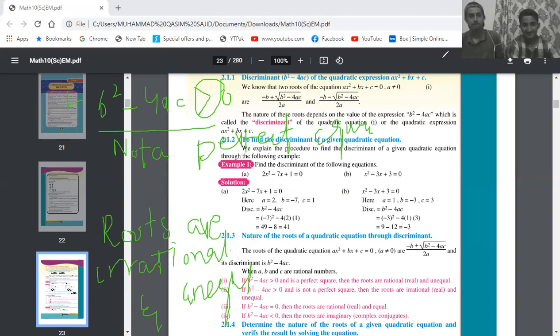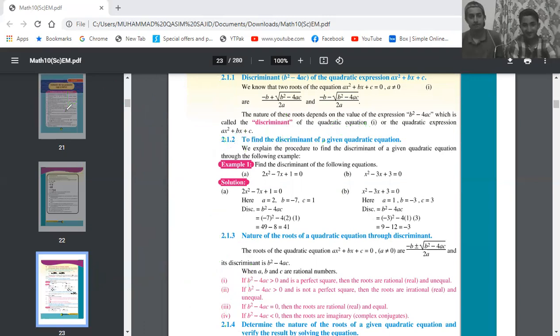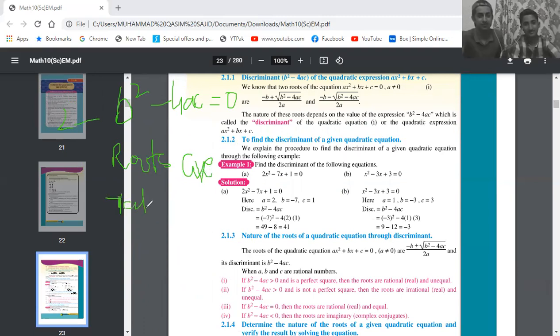Now the second rule is when b square minus 4ac equals to 0. If b square minus 4ac equals 0, then the roots are rational and equal. This is the second one.